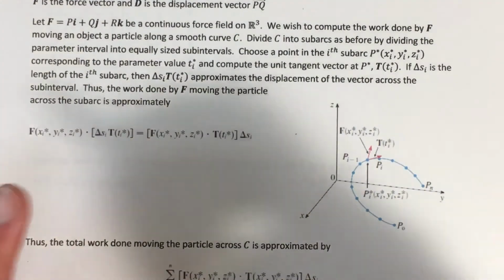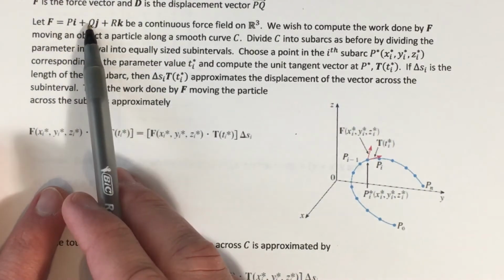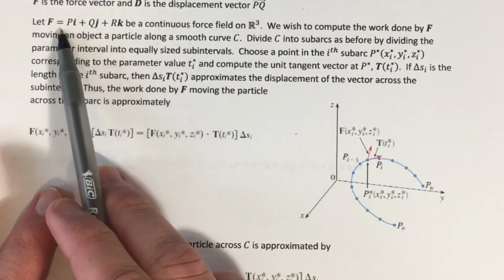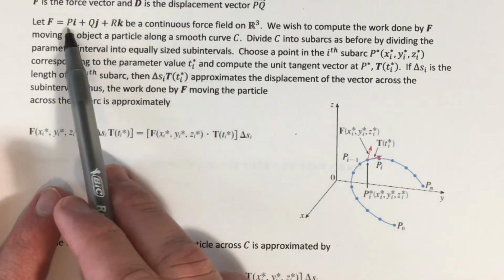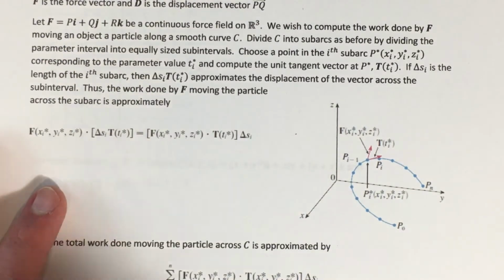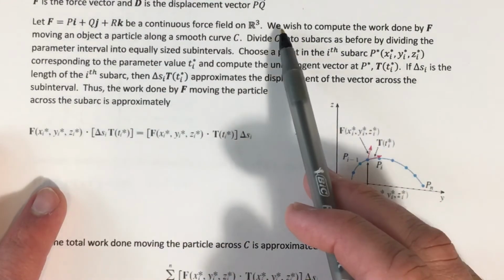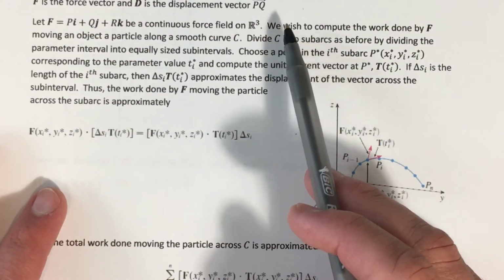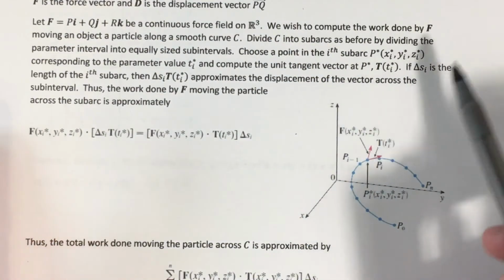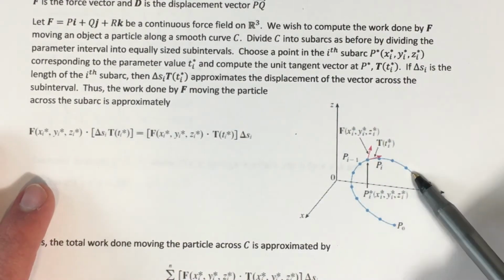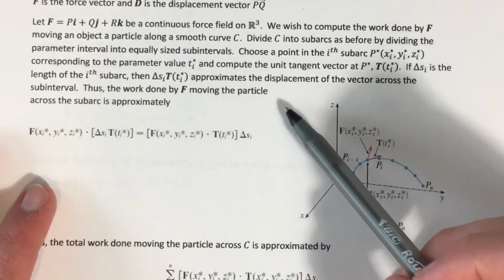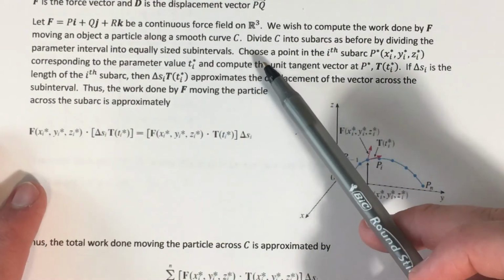So here's how we go about this. First of all, let's suppose that we have a force field, and to keep things general, I'm going to call it Pi plus Qj plus Rk, P, Q, and R being the components of that force field. It's continuous. We're going to make that assumption as well. What we want to do is compute the work done by F, our force field, moving the object along this curve C right here. And it has to be a smooth curve for this to work.